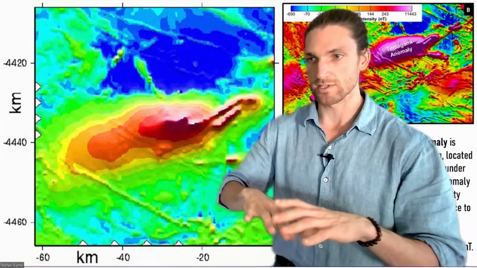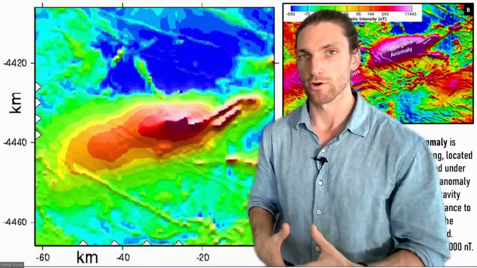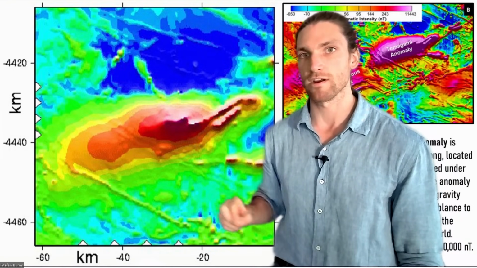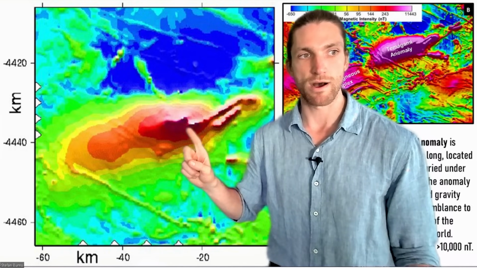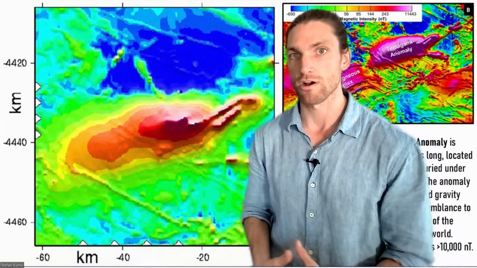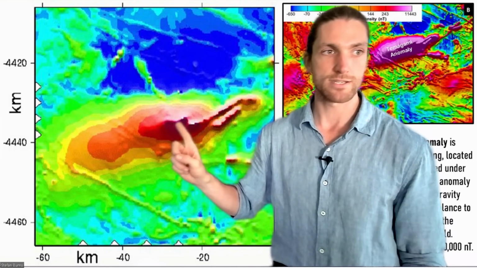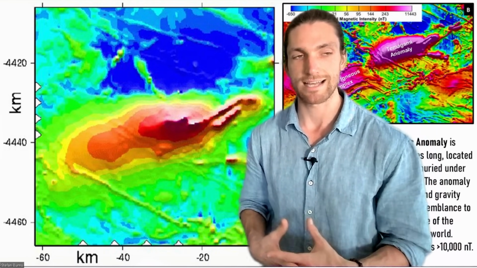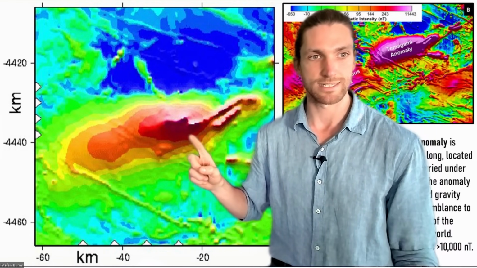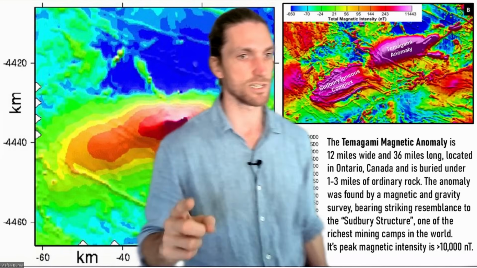So when you see a total magnetic field map for the Earth, this will all get rounded out and smoothed out, but there is tremendous variability in Earth's magnetic field, specifically in these spots that register very strong magnetic anomalies. These are distributed across the surface of the planet. Some of them are very large, like we looked at. Some of them are smaller, like this one. Still, this is 12 by 36 miles, so still quite large.